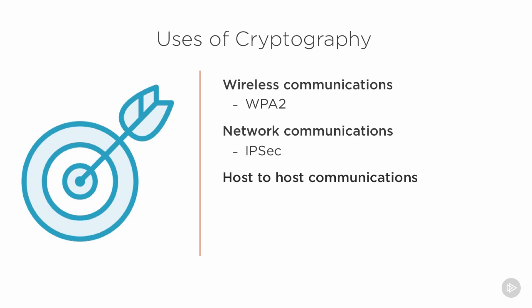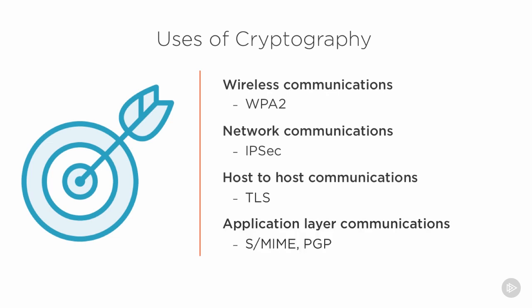We use it for host-to-host communications, like we looked at the beginning of this module with things like email, encrypted email, for example. We use it for online banking, with things like transport layer security. And for application layer communications, Secure/Multipurpose Internet Mail Extensions, Pretty Good Privacy, some of the tools we use there. We can also use it for encryption even at the data link layer when we're doing link layer encryption between adjacent devices.